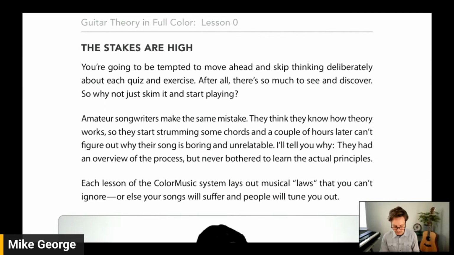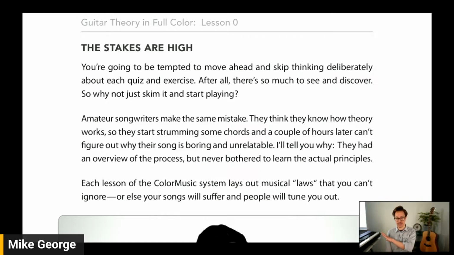The stakes are high. You're going to be tempted to move ahead and skip thinking deliberately about each quiz and exercises. After all, there's so much to see and discover. The course is very full. So it's tempting to just skim it and start playing. Amateur songwriters make the same mistake. They think they know how theory works, so they just start strumming some chords, and a couple of hours later, can't figure out why their song is boring and unrelatable. And I'll tell you why. They had an overview of the process, but never bothered to learn the actual principles.